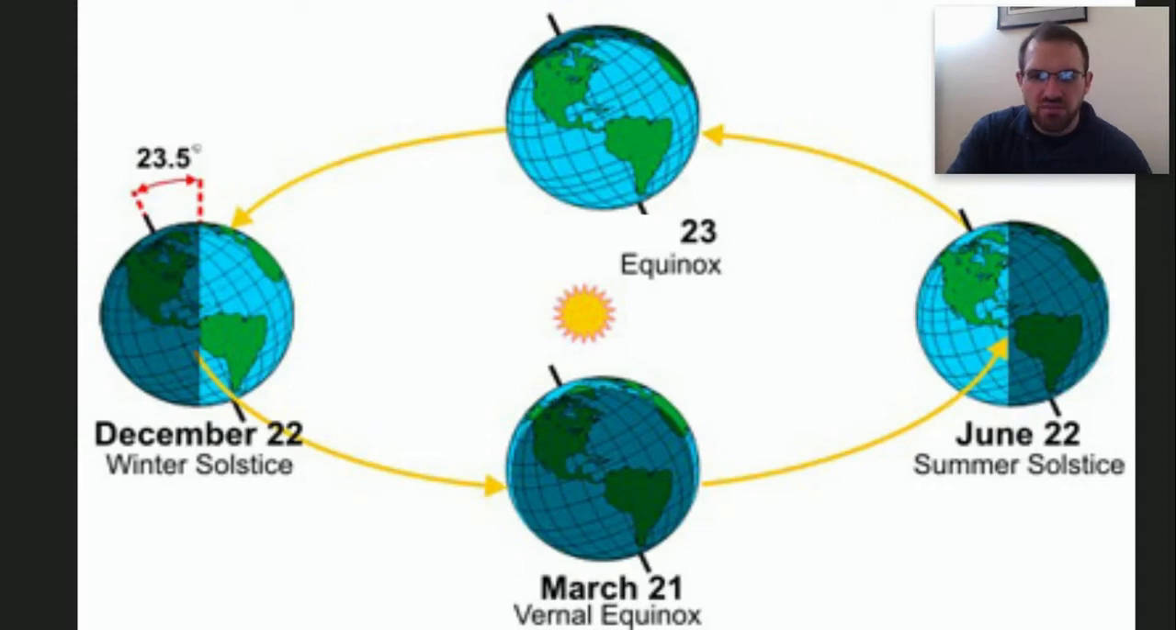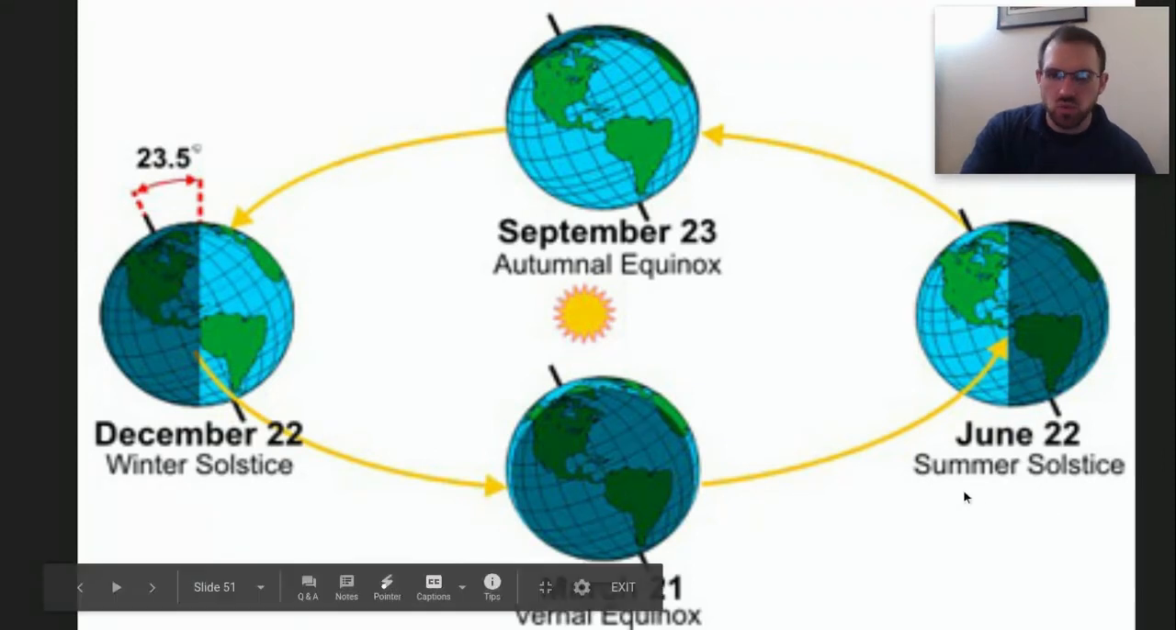And then finally, we have the autumnal equinox. Happens during autumn, September 23rd, roughly. And again, you're having equal day, equal night, but it's heading towards the colder time, right?